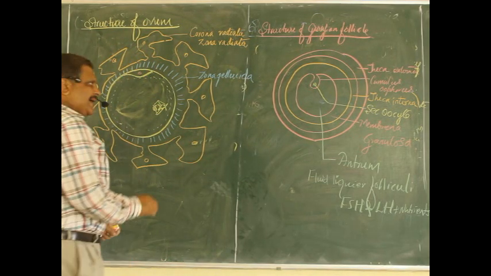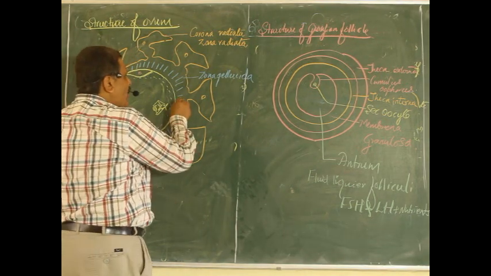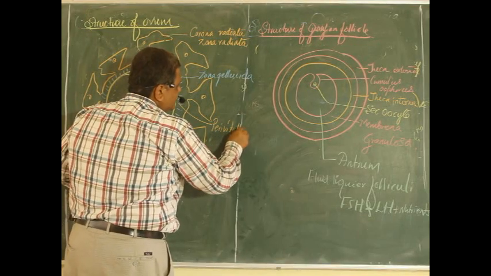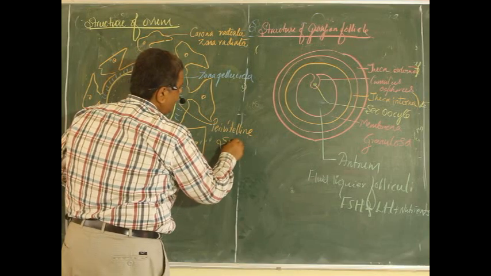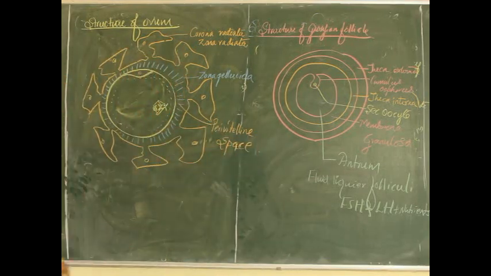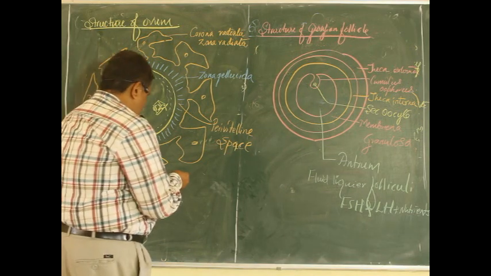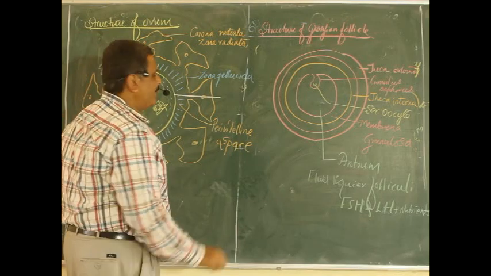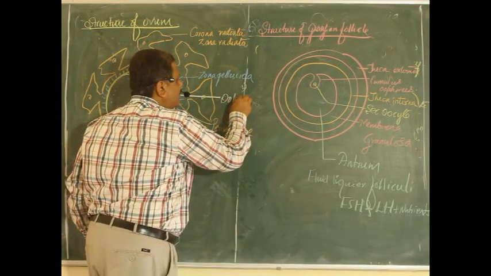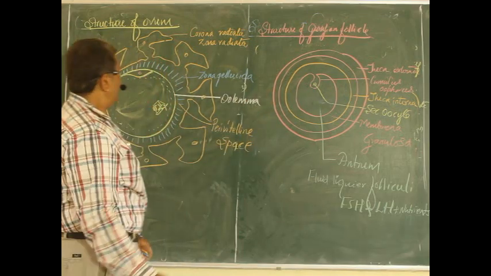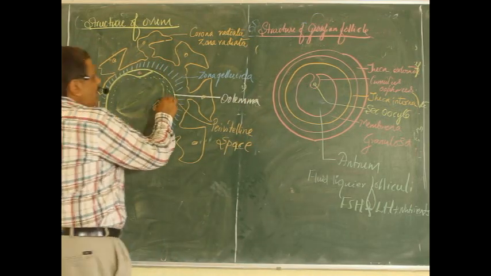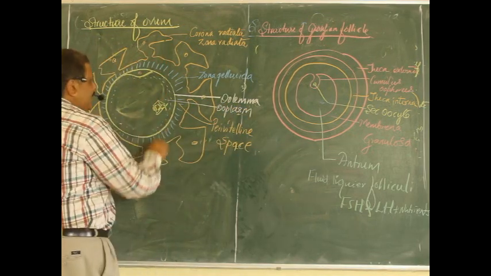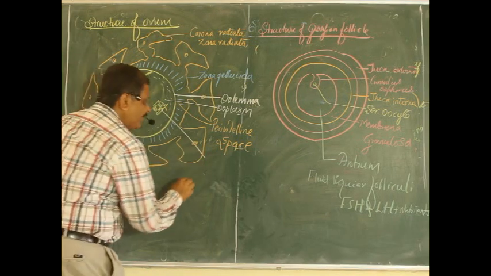And there is a space, and this particular space is called perivitelline space. And this layer, which is simple and made up of plasma membrane, that is called oolemma. And the inner content is called ooplasm. And chromosomes are in metaphase stage.